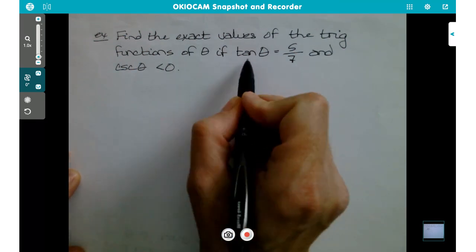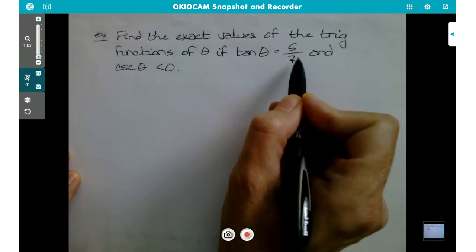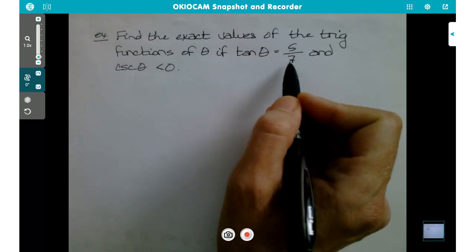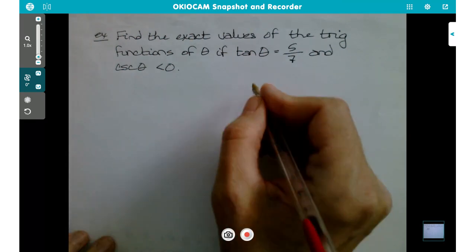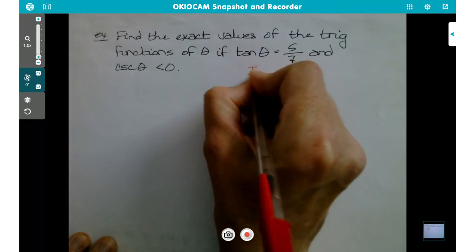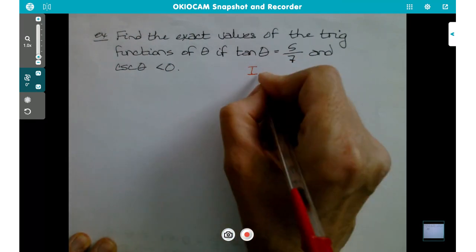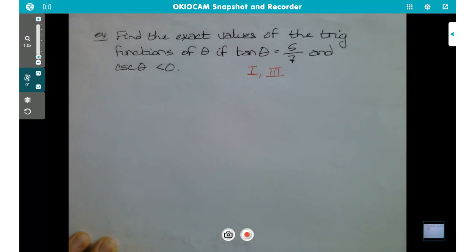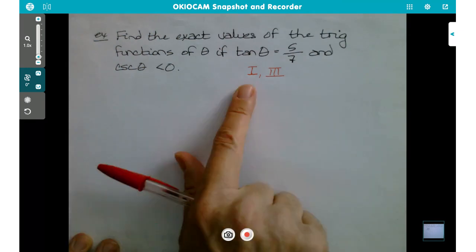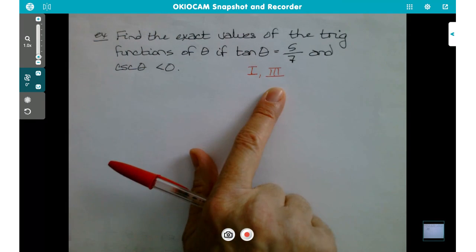Let's see. If tangent of theta is positive 5/7, that tells me the tangent is positive in quadrant 1 because everybody's positive in quadrant 1, and the tangent is also positive in quadrant 3 where x and y are both negative. So I'm either in quadrant 1 or quadrant 3.